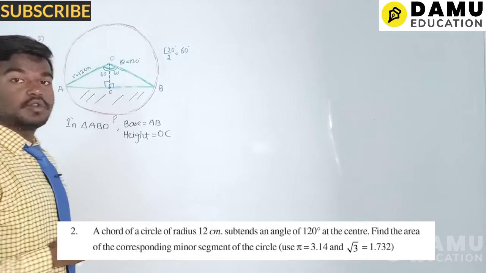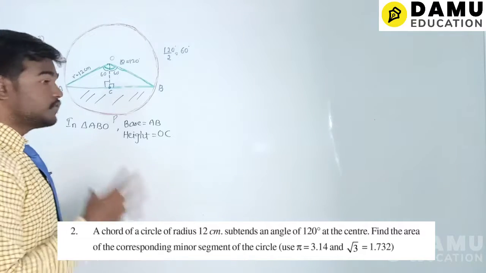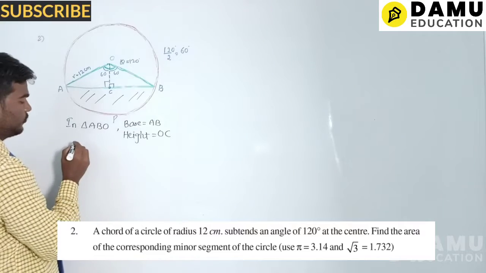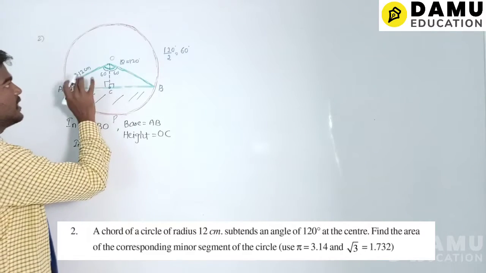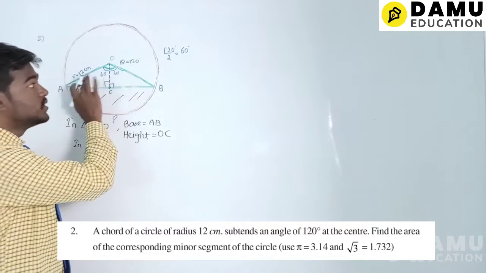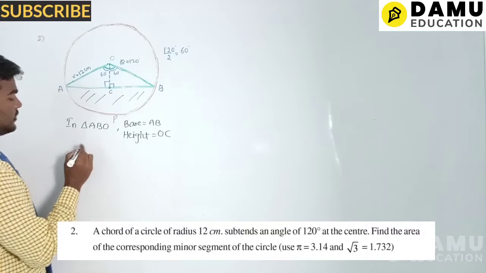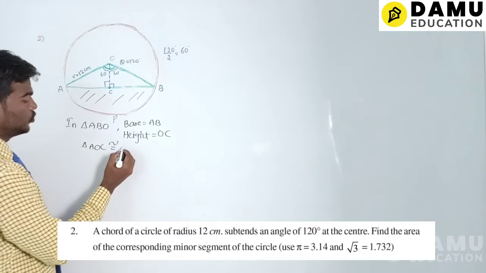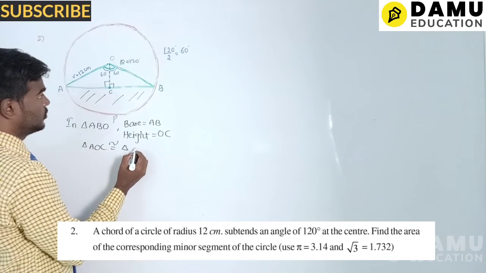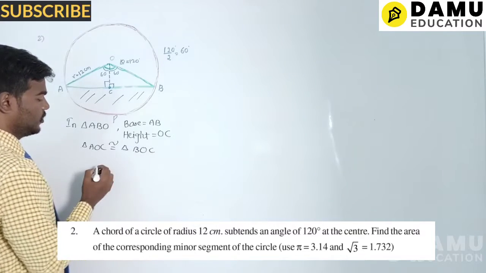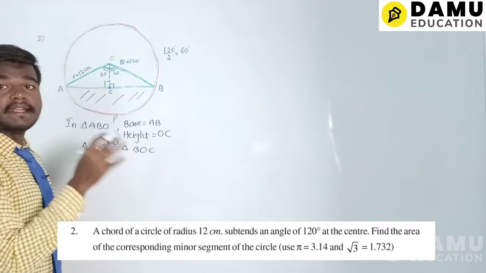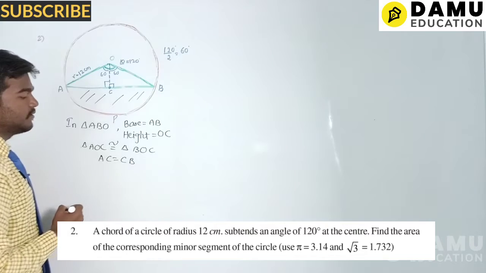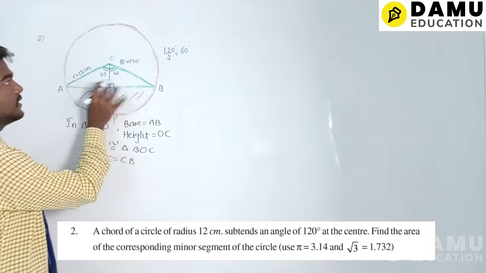So we have to find the calculation for this. First, let's take this triangle, from the left side or the right side, any one. You can say triangle AOC is congruent to triangle BOC. Congruent means all the sides will be equal, so AC will be equal to CB.